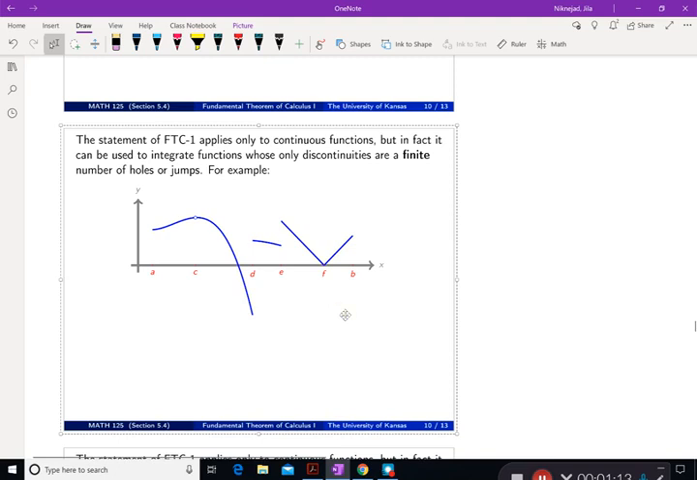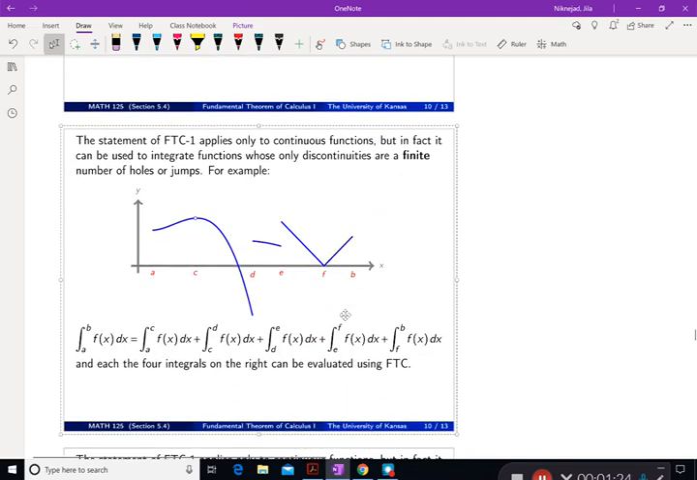And so now, how do I manage this with the fundamental theorem? You have to break it down into pieces that are continuous. So look at this. I can start from A to C. See, A to C, that piece is continuous. Then I can go from C to D. From C to D, the function is continuous. Then I can go from D to E. Again, D to E the function is continuous. E to F and F to B, they're all continuous.